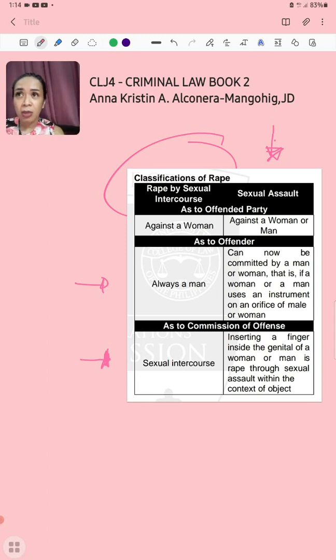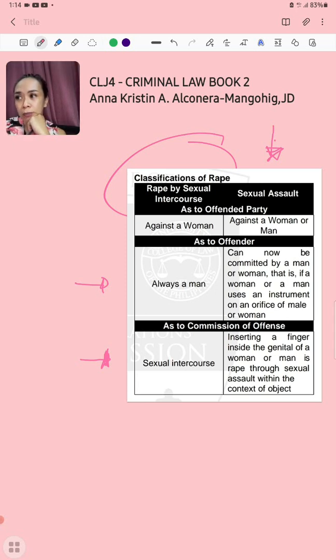The essential elements are already there. Na-attain na ng offender yung purpose niya. Hindi rin natin pwedeng sabihin na sa labas lang naman, hindi naman naipasok, frustrated rape. Hindi ganon, no? Wala tayong ganon, or walang attempted rape, no? There is an attempt but walang frustrated rape. Kasi, yun na nga, the moment that it touches the labia, regardless na hindi siya naipasok completely, the crime of rape is already consummated.